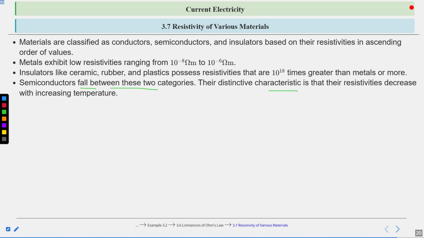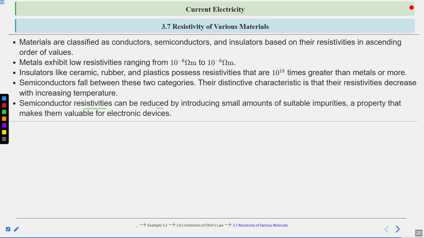Their distinct characteristic is that their resistivity decreases with increasing temperature; that is, their conductivity increases when we increase the temperature. For metals, if we increase the temperature, their resistance also increases. But for semiconductors, if we increase the temperature, their resistance decreases. The case is inverse to that of conductors. So what is the mechanism? We will discuss that in that chapter only.